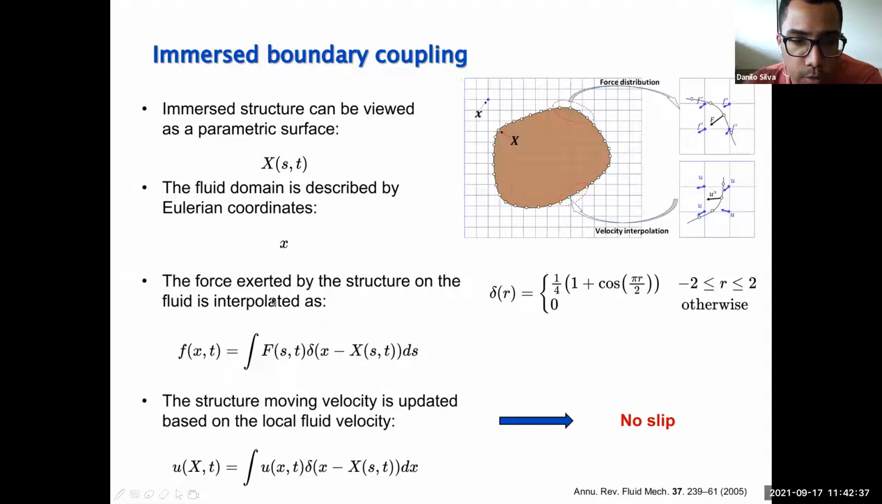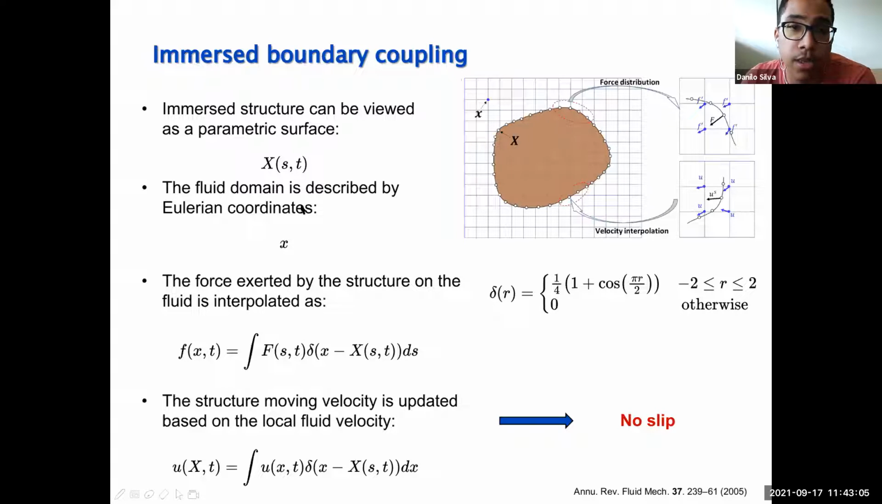Then, because we want to simulate a particle or a capsule inside of a fluid, we use the immersed boundary coupling in this particular situation, in which the immersed structure can be viewed as a parametric surface, and the fluid domain is described in Eulerian coordinates. So in Lattice Boltzmann, we have our Eulerian coordinates, which are fixed points in space, and then the Lagrangian coordinates, which can move in space and depend on time and location.